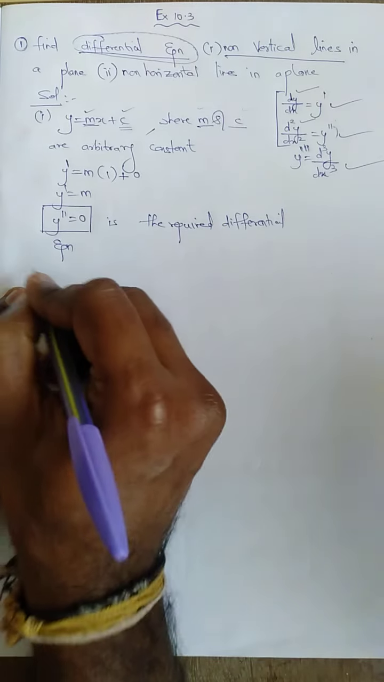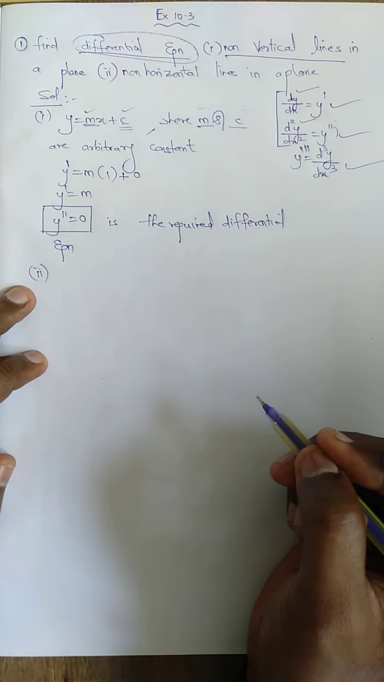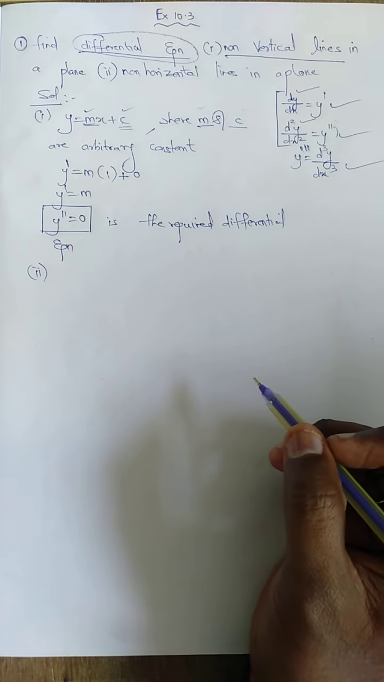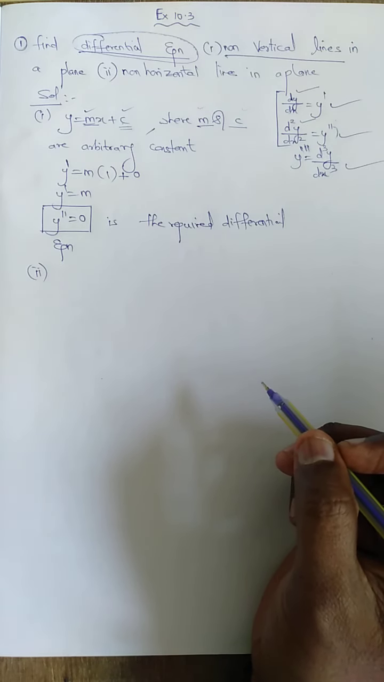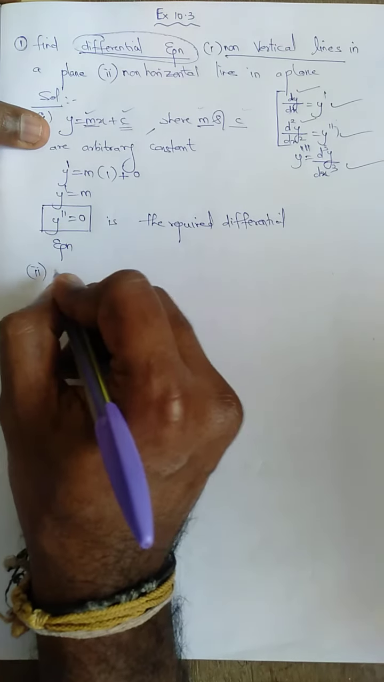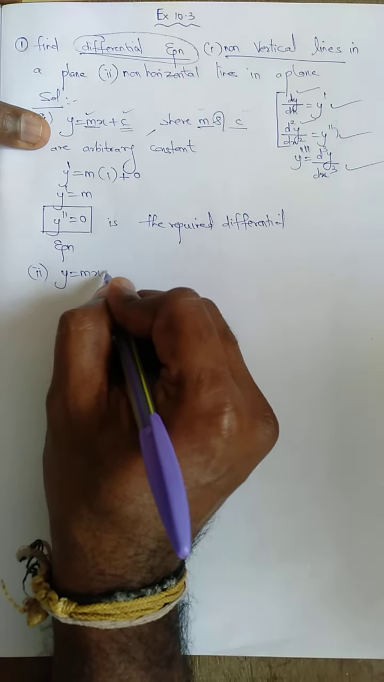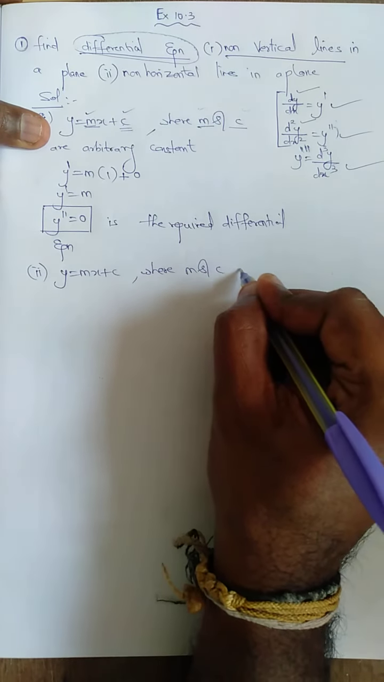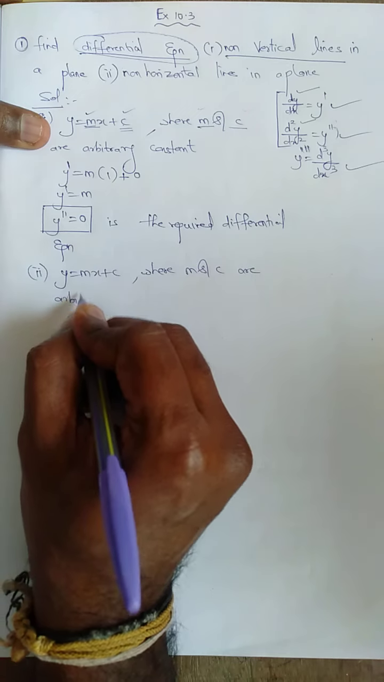Very easy sum. The second subdivision is speaking about non-horizontal lines. Non-horizontal line means we can take the same line: y is equal to mx plus c, where m and c are arbitrary constants.